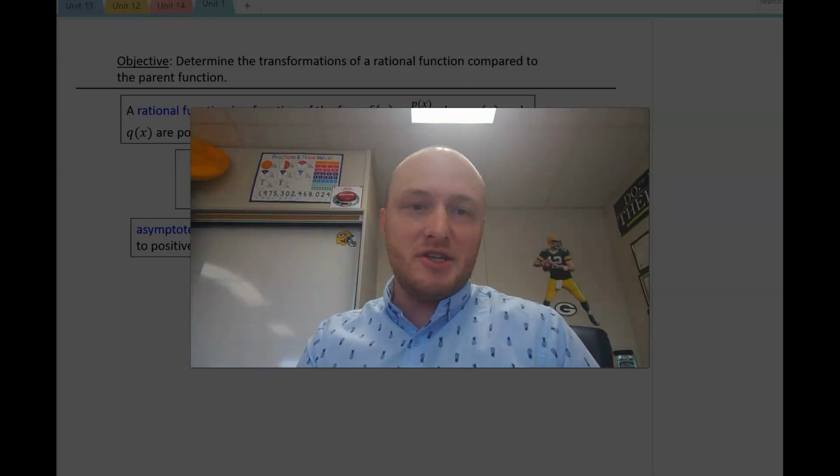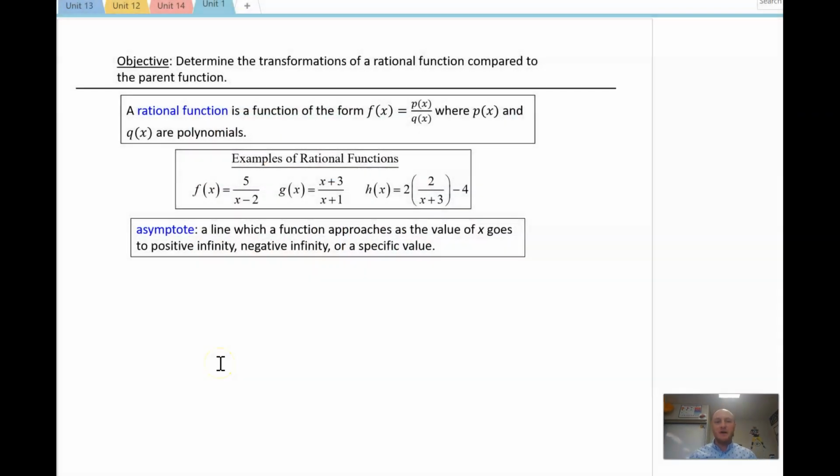All right, so let's first of all define a rational function and what it looks like algebraically. A rational function is a function of the form f of x equals p of x over q of x, where p of x and q of x are polynomials. So if you have a polynomial divided by another polynomial, then you have a rational function. And here are some examples of rational functions.